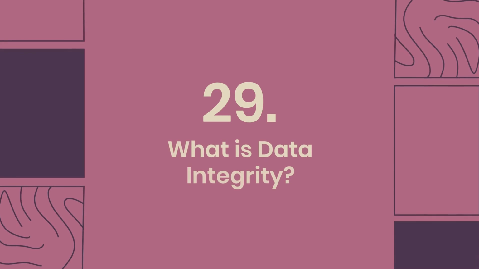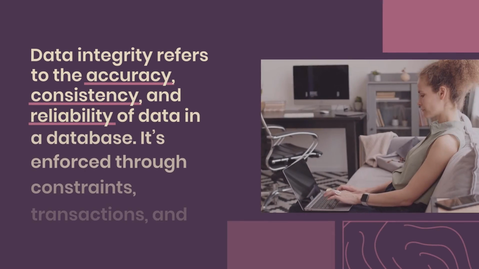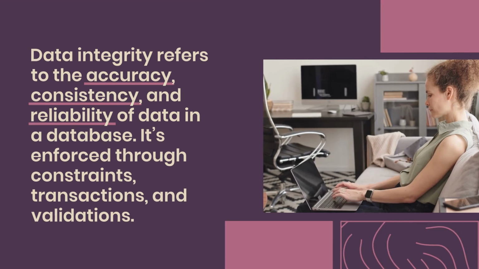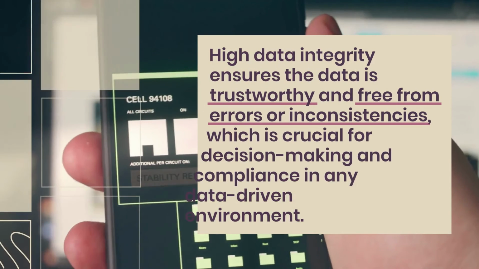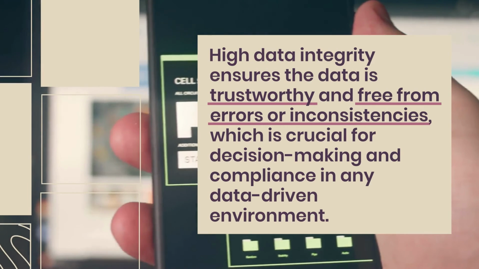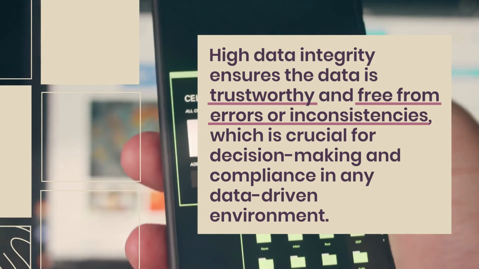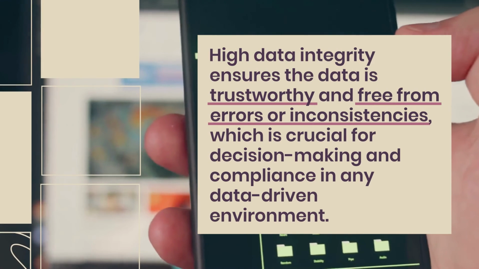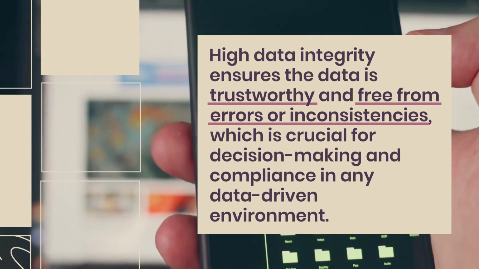29. What is data integrity? Data integrity refers to the accuracy, consistency, and reliability of data in a database. It's enforced through constraints, transactions, and validations. High data integrity ensures the data is trustworthy and free from errors or inconsistencies, which is crucial for decision-making and compliance in any data-driven environment.